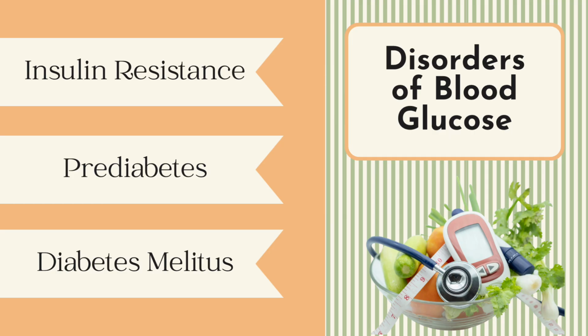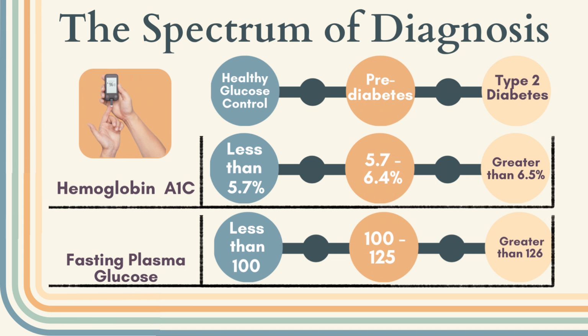When talking about disorders of blood glucose, what we're looking at in today's presentation is specifically the ranges and differences in insulin resistance, prediabetes, and diabetes mellitus. Next, we're going to talk about the spectrum of diagnosis. So on this slide, you will see that there are some different ways that we're measuring blood glucose. These are the most common. There are some other things that we do, such as fasting insulin, oral glucose tolerance test, etc.